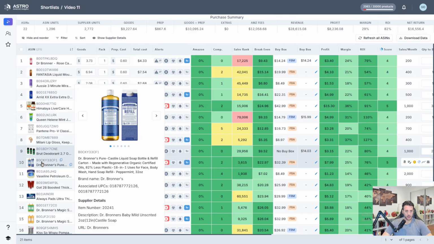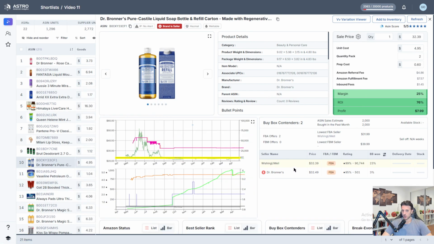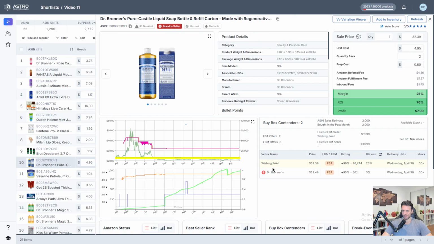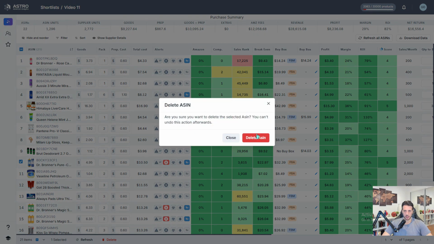Next one, the brand is selling this product, and there's only 2 sellers. Yeah, this is the kind of one that you probably want to avoid. There's only 2 sellers, very few historically. Don't sell this one. Just avoid. Just going to delete this from the shortlist.